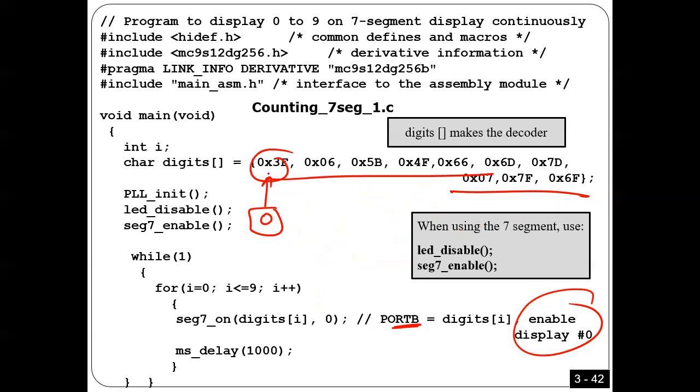So if it is 0, it has to be this one. If it is 1, it has to be this one. Is that okay? That's why you have to do the conversion by yourself, and that's why I use this array. I have another function. This conversion is done internally in the function.